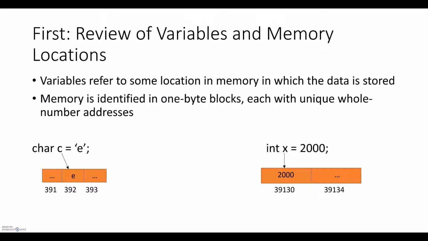In the second example, I have instantiated integer x to 2000. Integers take up 4 bytes. In this case, the 4 bytes of memory at memory address 39,130, 39,131, 39,132, and 39,133 are allocated for the integer x.